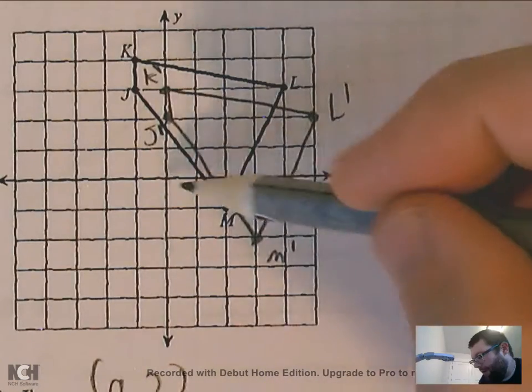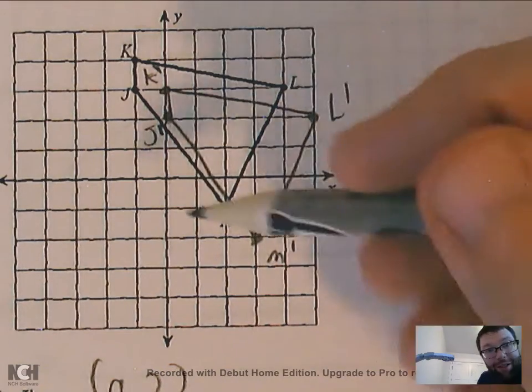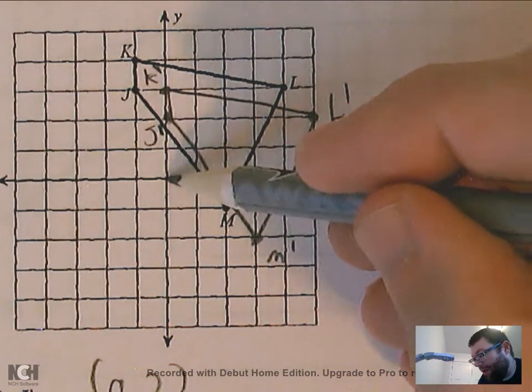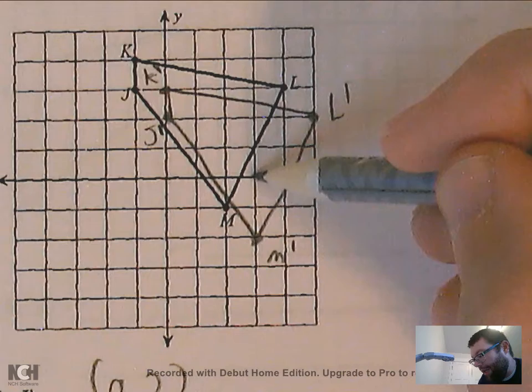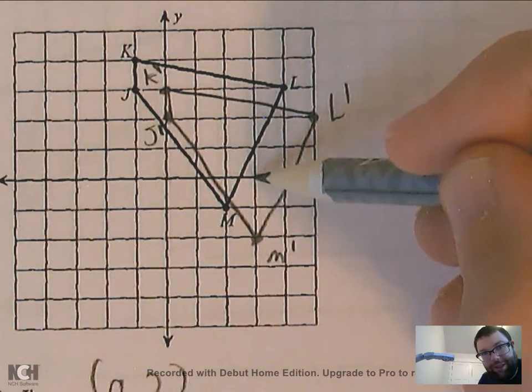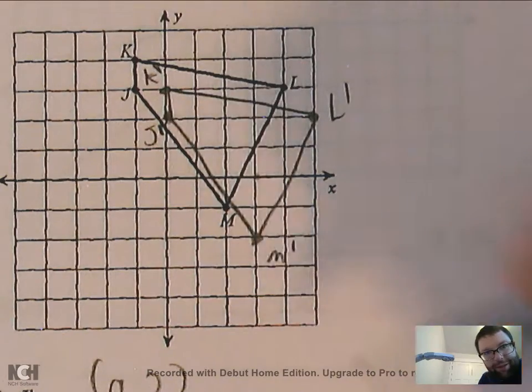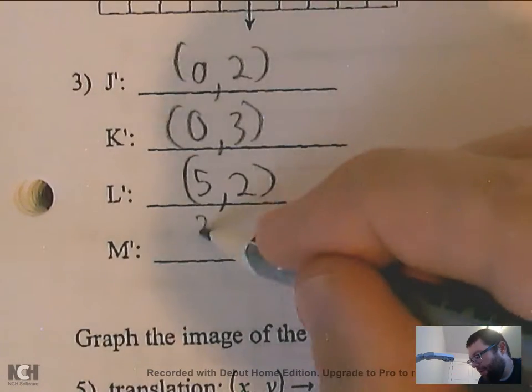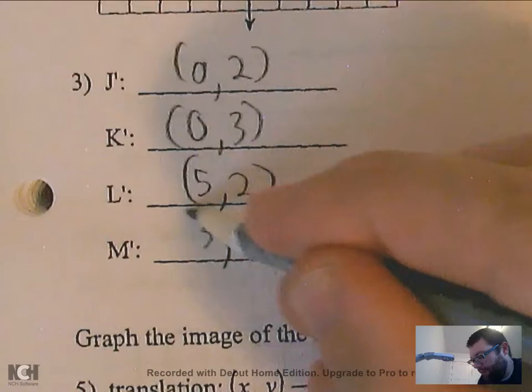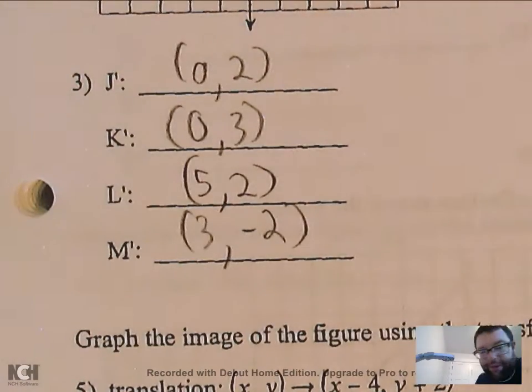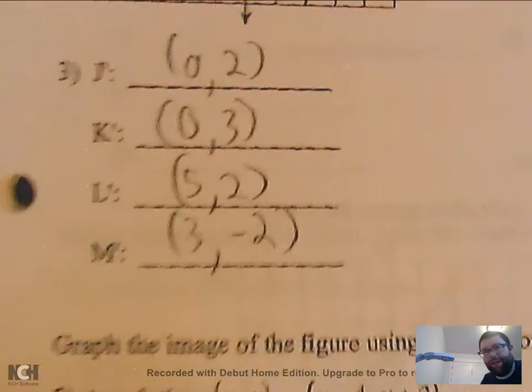If you're not sure how I'm getting these numbers, I'm just counting how far over I go. That's 3 on the x-axis. And I'm going down 2. That's -2 on the y-axis, right? So 3, -2 would be the point. And that's all you're doing. Okay? All right, let's try another one.